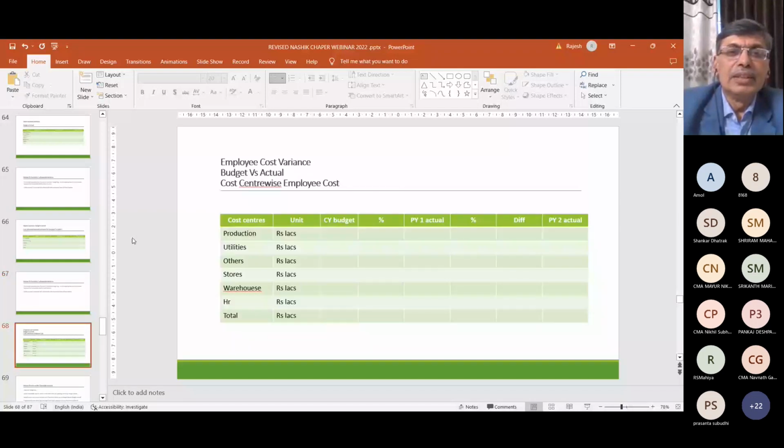Now the employee cost variances. Here it will be the current values for the current budget against the previous year's actual, and then what is the difference between these two. It will list down all the production cost centers, utility cost centers, and other cost centers like stores, warehouse, HR, etc.